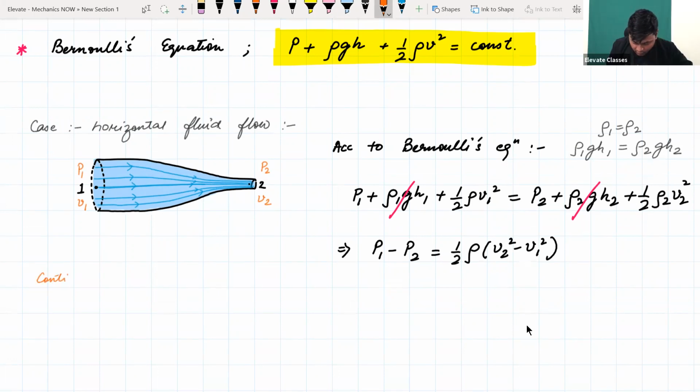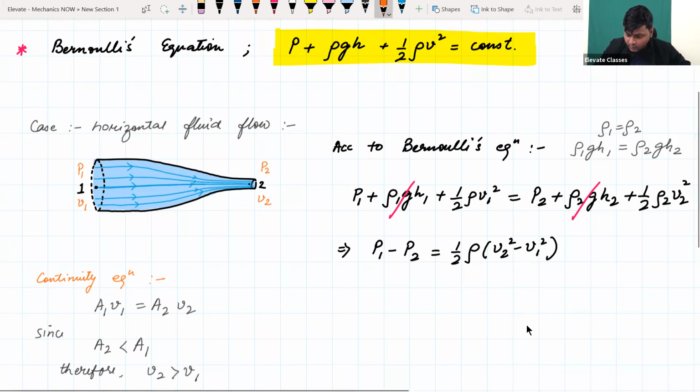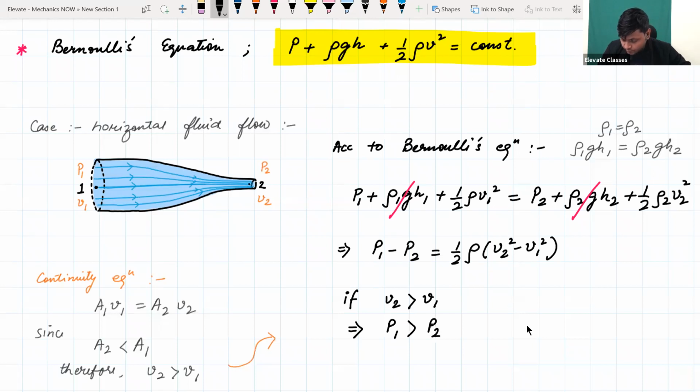continuity equation. So if I apply the continuity equation, the continuity equation for incompressible fluids essentially tells us that A1 V1 is equal to A2 V2. Since A2 is smaller than A1, the exit area of cross section is smaller than the entry area of cross section. Therefore, V2 is greater than V1. Now, if V2 is greater than V1, what does this mean for our equation here? If V2 is greater than V1, it automatically implies that P1 is greater than P2. Do you follow?